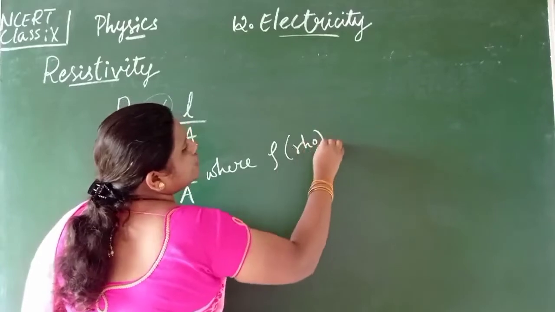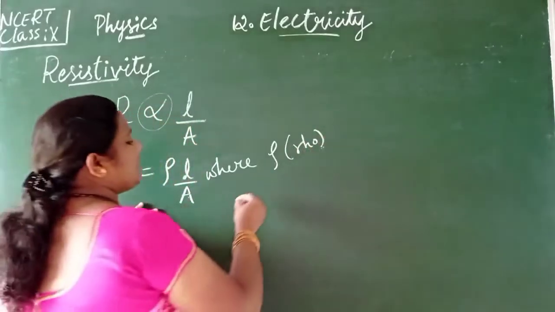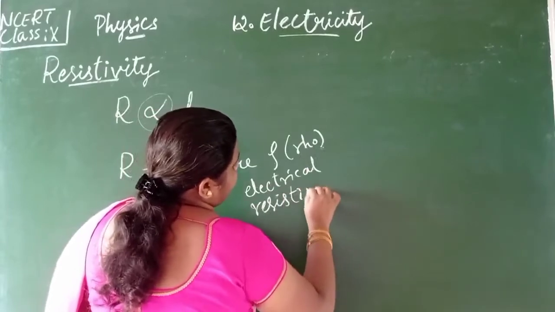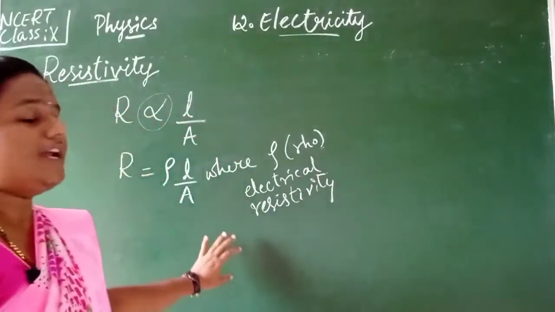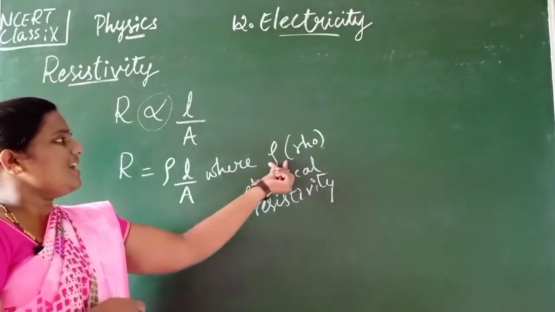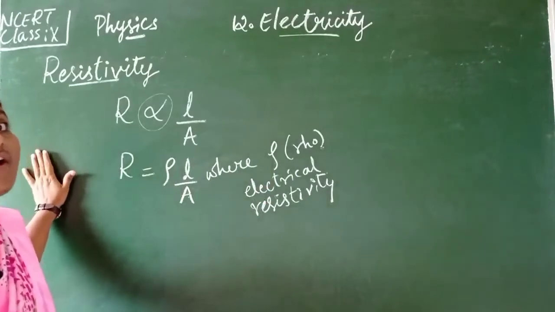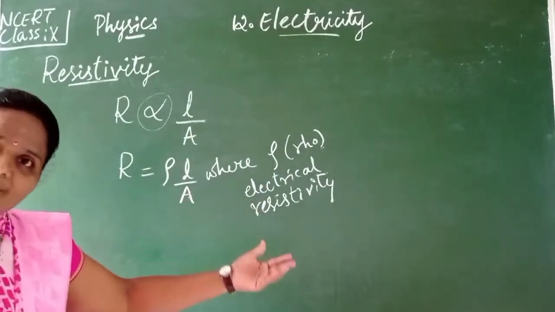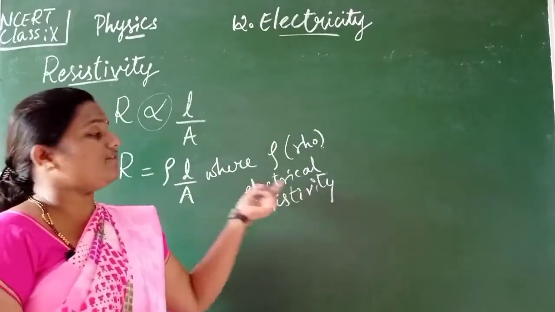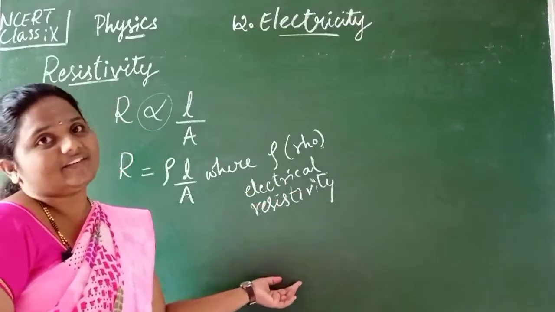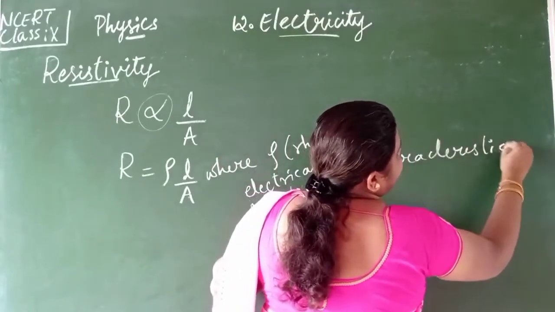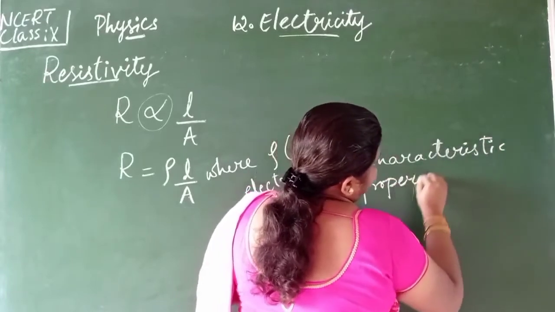where rho is nothing but, children, a proportionality constant, and it is called electrical resistivity. You know what is the meaning of electrical resistivity? It is just a characteristic property of a material, children. And you remember here rho is a constant. In the previous Ohm's law, we have used R as a constant, and R is nothing but resistance. Similarly, here rho we are using as a proportionality constant, and it is called electrical resistivity. It is a characteristic property of a material.